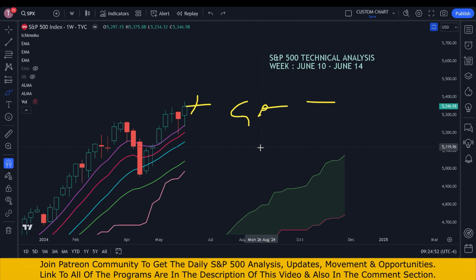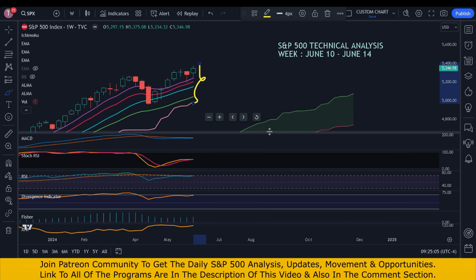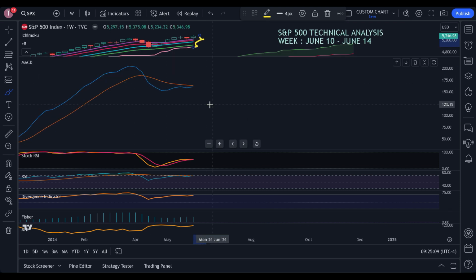Now let's talk about the technicals. In terms of the technicals, if you notice, there is still a clear fan out in the moving averages. Everything is bullish. Now here, MACD is still trading bearish, but it looks like the MACD is going to give a bullish crossover.